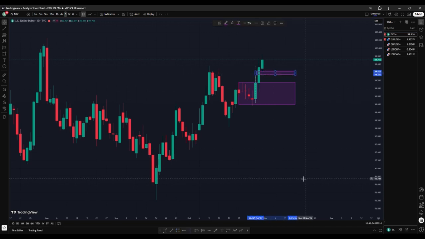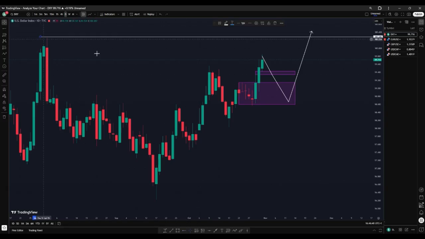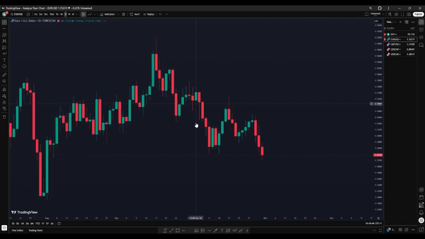So what is my expectation for this coming week? This coming week, I'm anticipating price to retrace into any of these points of interest, either this or this, before pushing upwards. If that is going to happen, where do you think will be my target? My target is this high here, right? That will be my target for this coming trade. So with that in mind, let's go back to Euro USD and see what we have there.